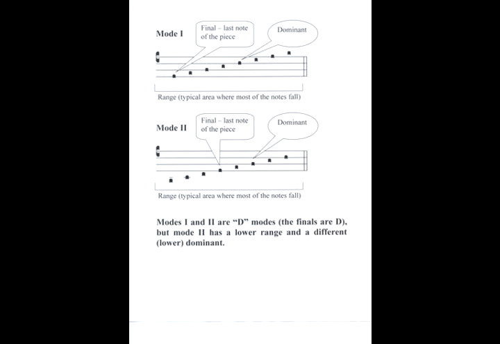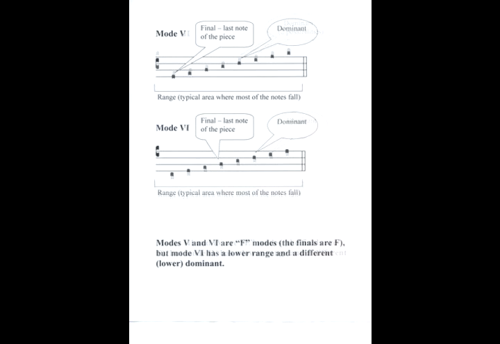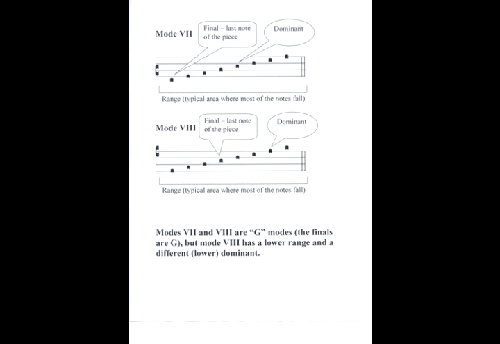Modes 1 and 2 consist of the white keys from D to D. Modes 3 and 4 consist of the white keys from E to E. Modes 5 and 6 consist of the white keys from F to F. And modes 7 and 8 consist of the white keys from G to G.